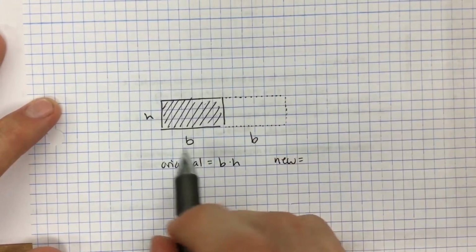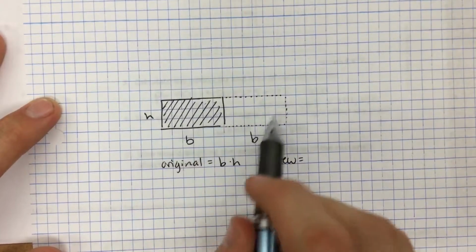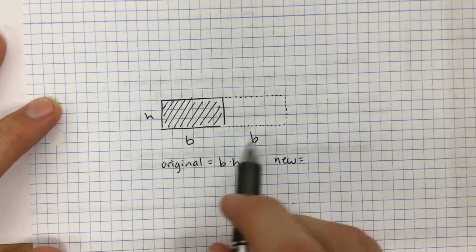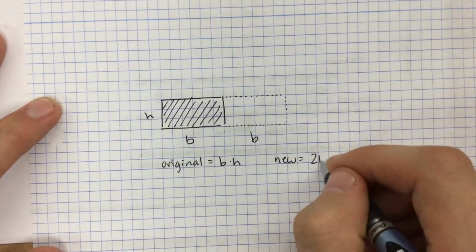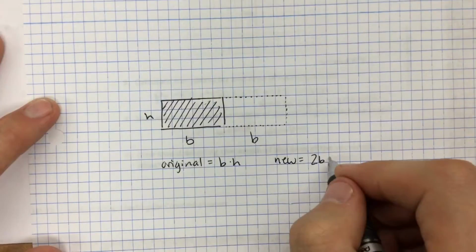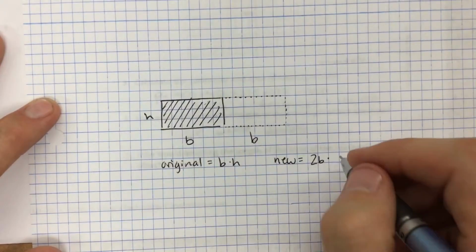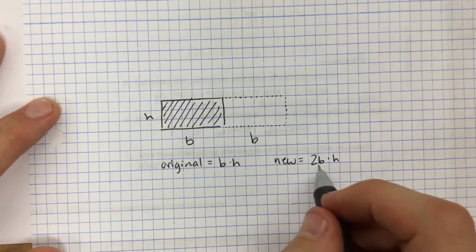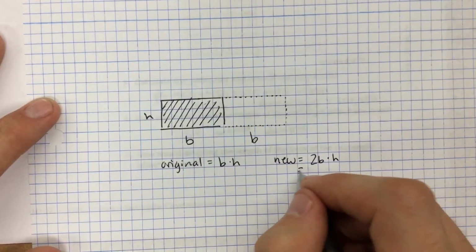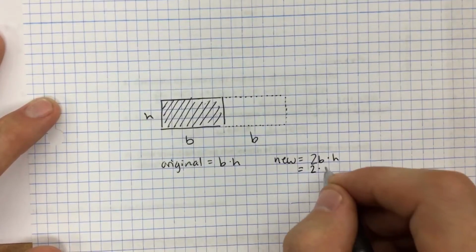It's going to be, so this time we have that the area of this whole thing is base plus base, or 2 base, right, because there's 2 of them, times our height, which hasn't changed. So 2 base, or 2b times h. So now we're just going to do some math magic, okay?